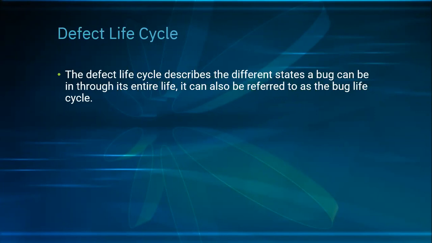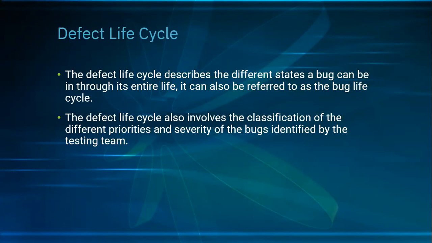There is a life cycle, there is a process for the bug. So what is the process for the bug? That is what we want to take as we go along, to say this is how the bug life cycle goes, this is what is necessary for a bug, this is the state that it is in. I'm going to tell you each of the states and you will explain it. The life cycle also involves the classification of the different priorities and severity.